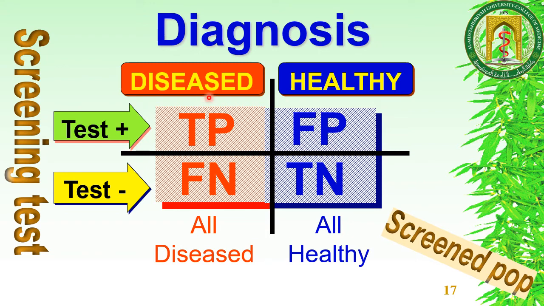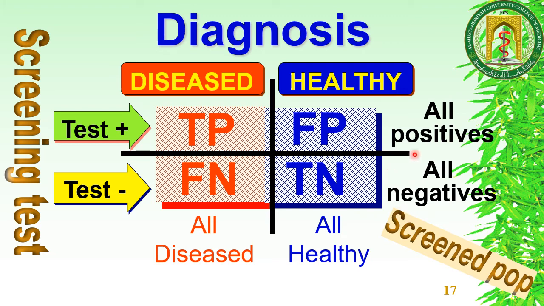Now, we were looking at the table in a vertical view. Now we go and look at the table in a horizontal view. All the positive results of the test include two types of positive results: the true positives who are diseased and the false positives who are healthy. Similarly, the negative results of the test include also two components: the true negatives, the healthy, and the false negatives who are diseased.